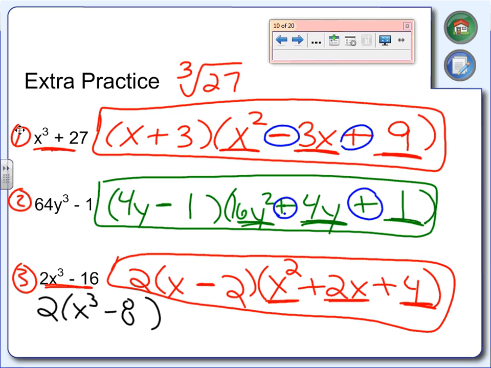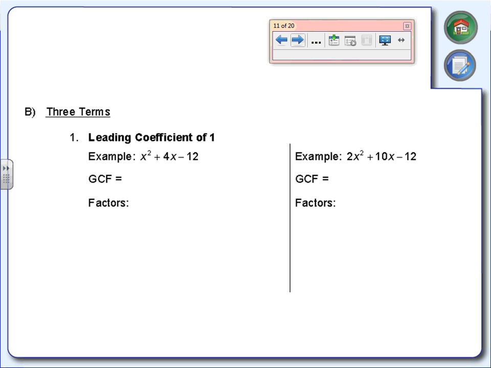All right, we're going to move on to the next part, so let's go back to the notes. Back in your notes, now we're going to look at 3 terms. At this point, we've looked at what to do when you have 2 terms, when you have a binomial. Now we're going to look at what do you do when you have 3 terms. So right here it says if we have 3 terms and the leading coefficient of 1. In other words, if there's a 1 in front of the x squared, what do you do?